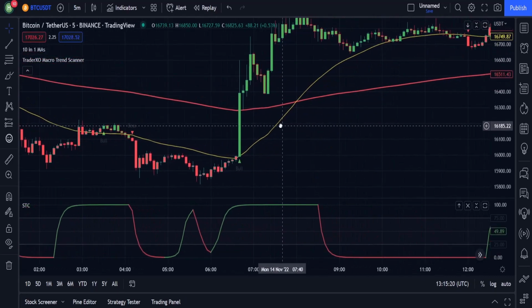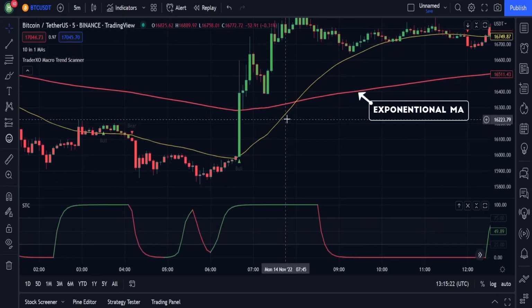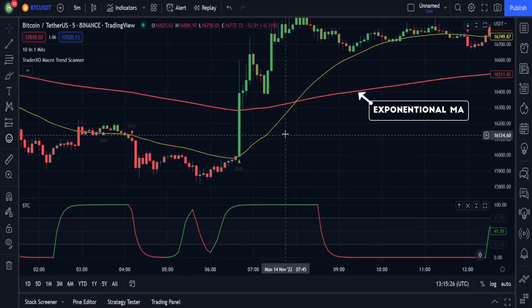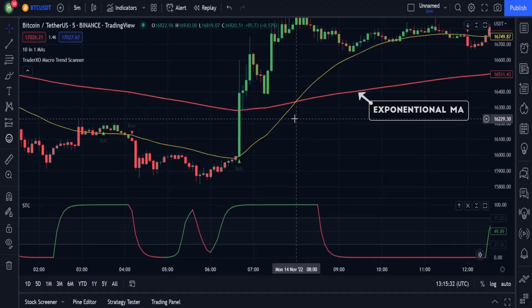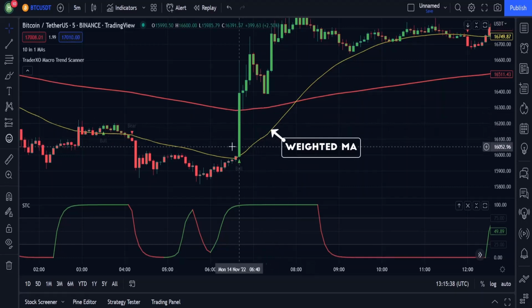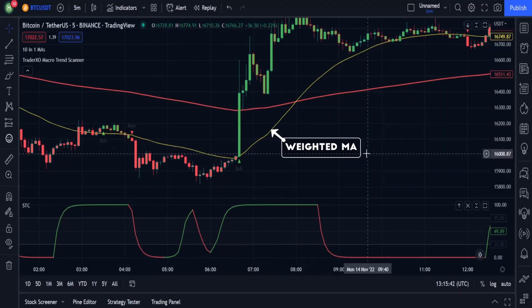Firstly, the exponential moving average is a technical indicator used in trading practices that shows how the price of an asset or security changes over a certain period of time. On the other hand, weighted moving average is a technical indicator that assigns a greater weighting to the most recent data points and less weighting to data points in the distant past.